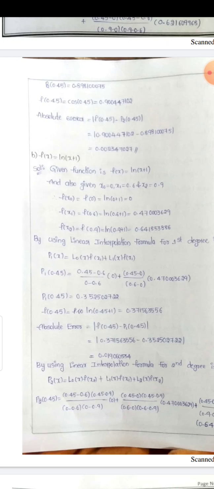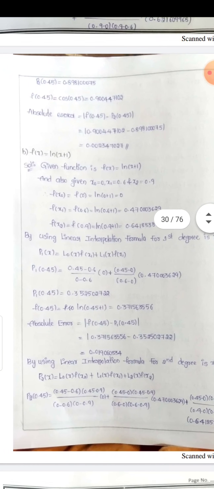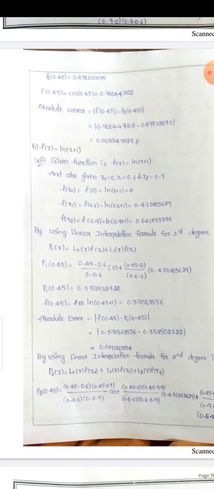f of x1 is equal to f of 0.6 is equal to ln of 0.6 plus 1 is equal to 0.47003629. f of x2 is equal to f of 0.9 is equal to ln of 0.9 plus 1 is equal to 0.6418538886. By using linear interpolation formula for first degree, x0 comma x1, p1 of x is equal to L0 of x f of x0 plus L1 of x f of x1.